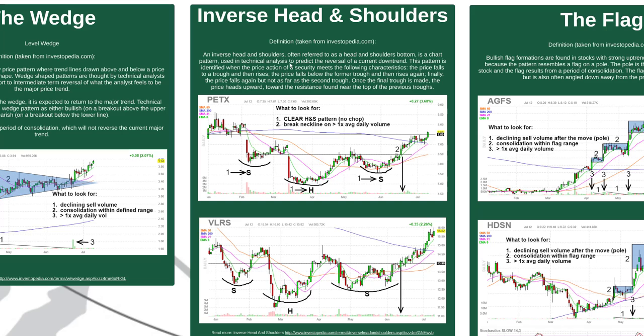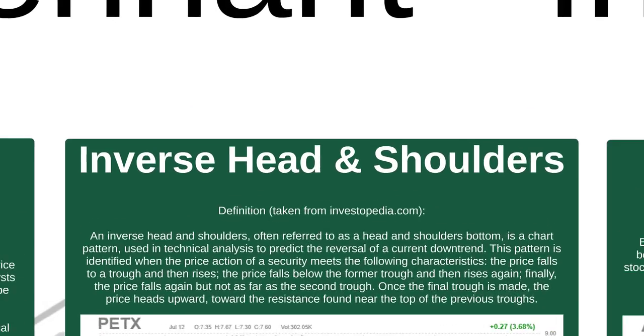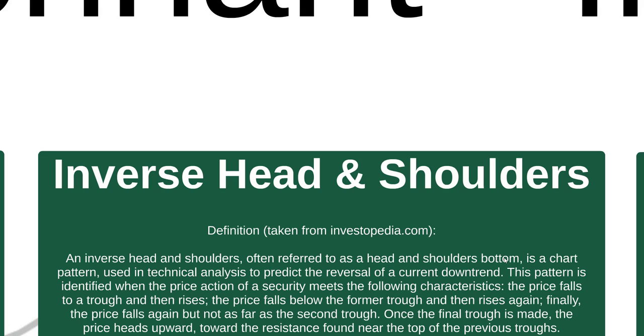So the inverse head and shoulders definition, again, from Investopedia. An inverse head and shoulders, often referred to, let's see if I can get that closer. There we go. Often referred to as a head and shoulders bottom, is a chart pattern used in technical analysis to predict the reversal of a current downtrend. And this pattern is identified when the price action of a security meets the following characteristics.